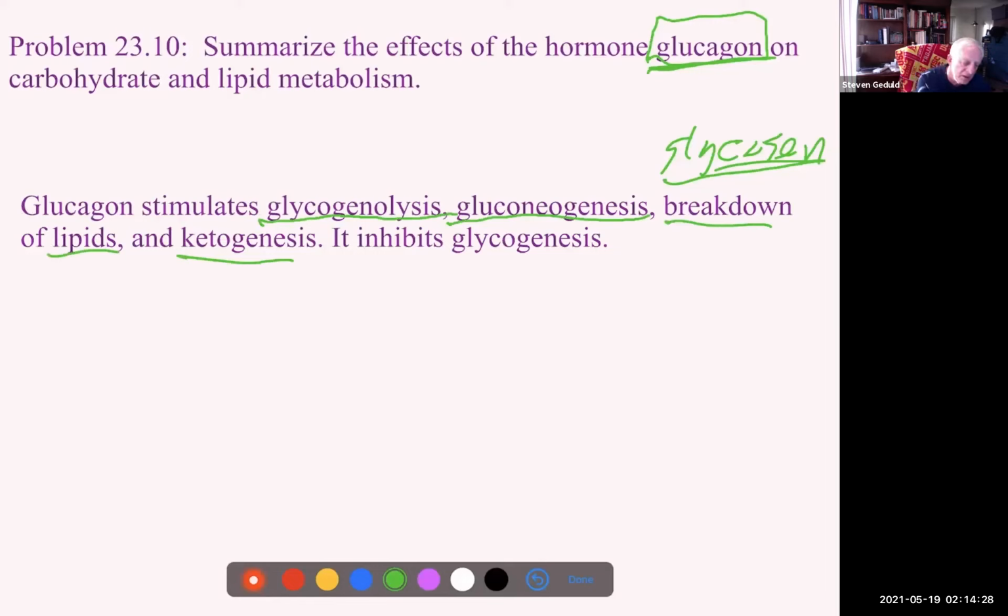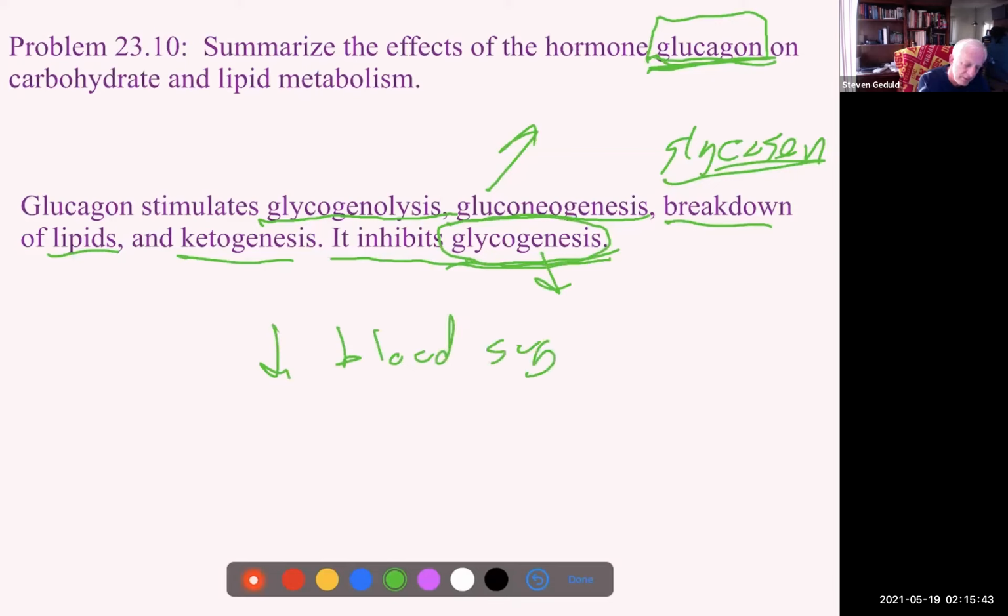Glycogenolysis produces more glucose. Gluconeogenesis produces more glucose. Breakdown of lipids is going to produce more glucose, and ketogenesis is going to produce more glucose. Glucagon is for when you have low blood sugar. During low blood sugar, you want to do glycogenolysis, gluconeogenesis. You want to break down your lipids, and ketogenesis. All those are going to form increased amounts of glucose.